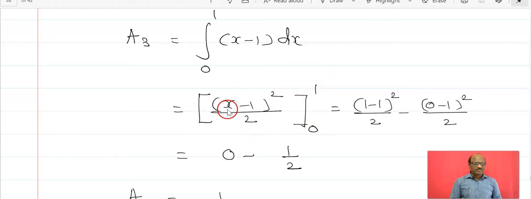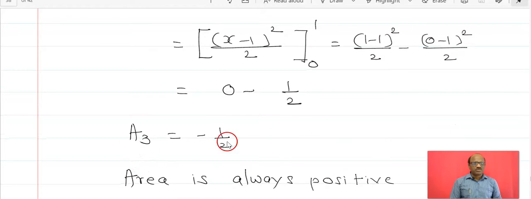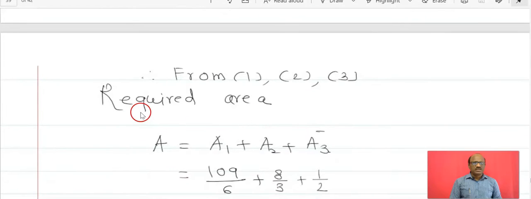X is replaced by, first of all, (1 minus 1) squared, that is 0, upon 2, minus (0 minus 1) squared upon 2, and that equals minus 1 upon 2. Therefore A3 is minus 1 upon 2. But area is always positive. Therefore A3 is equal to 1 upon 2. Therefore from 1 to 3 the required area capital A is equal to A1 plus A2 plus A3.